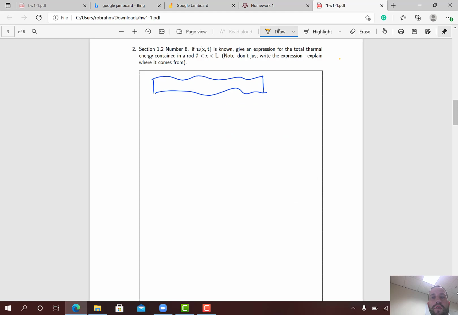I'm going to do the normal calculus thing: estimate the total energy in a thin slice, add all of those thin slices up, and then that becomes an integral. Okay, so energy in the thin slice. And we want to relate this to the temperature.